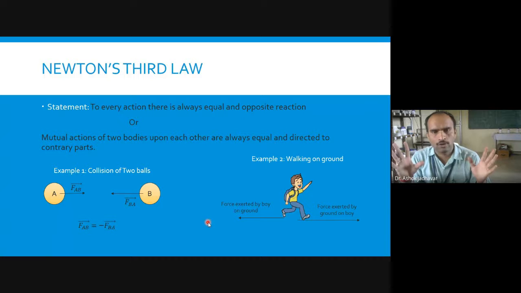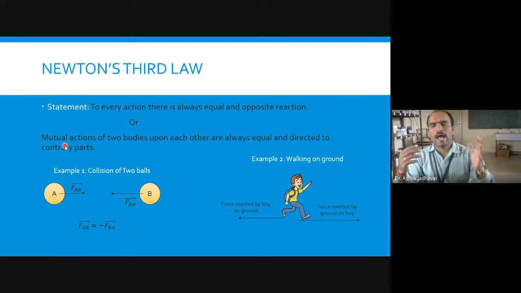एकदम सिंपल लॉ काय सांगतो तो की when there is action there is some reaction, and reaction is in the backward direction of the action. So let us look at the statement. To every action there is always equal and opposite reaction. Mutual actions of two bodies upon each other are always equal and directed contrary paths.